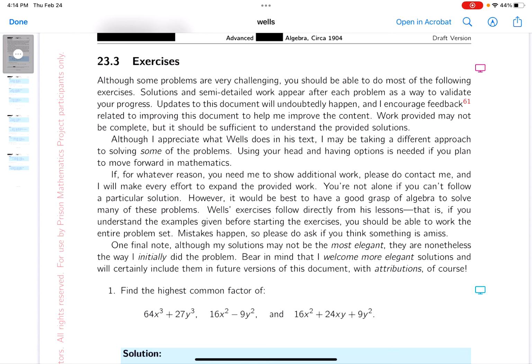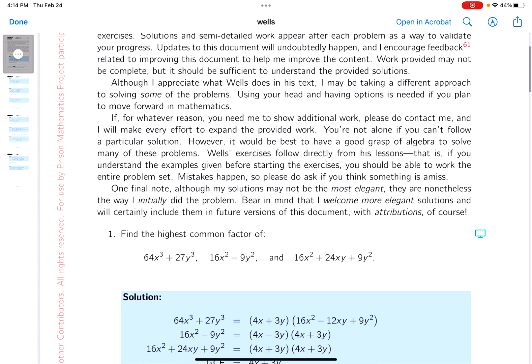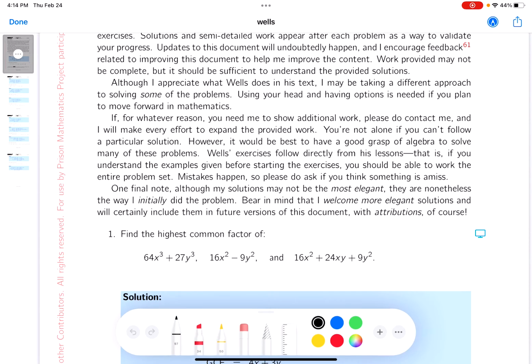Okay, 23.3, the exercises. We'll start with problem number one. And they say find the highest common factor, what many refer to as the greatest common factor. And the way to do that is to factor each of these polynomials separately and look for the factors they have in common, the greatest number of factors they have in common. So let's write this down one at a time.